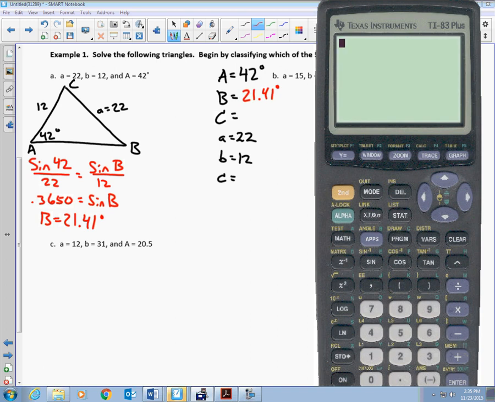Okay, so now which one can I find? C. So I go 180 minus 42 minus 21.41, and I get 116.59. Can I now find side C? How do I do that?